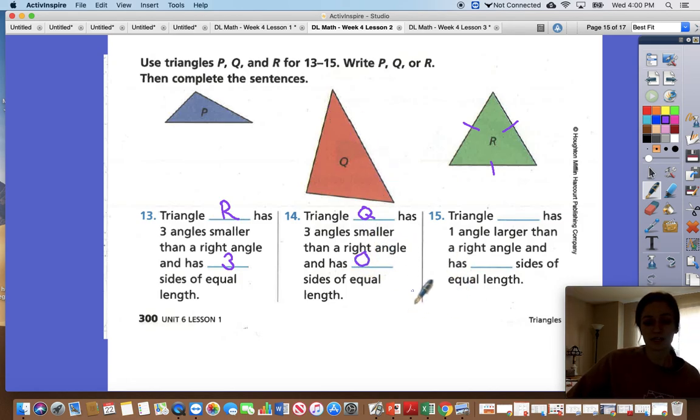Again, I feel like staying at home this long has turned my brain to mush, so hopefully you're seeing the same thing I did. And then we only have one left. Triangle blank has 1 angle larger than a right angle. Well, right here is larger than a right angle, so I'm going to put triangle P, and has blank sides of equal length. Well, how many of these are the same length? None, right? I'm going to put 0.